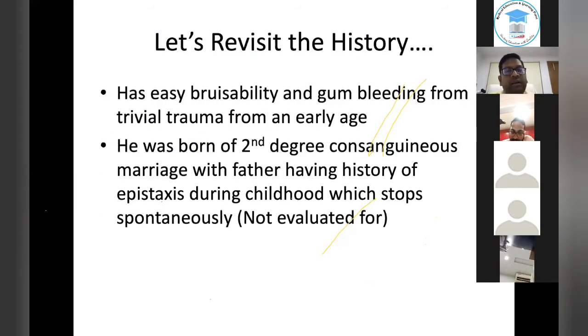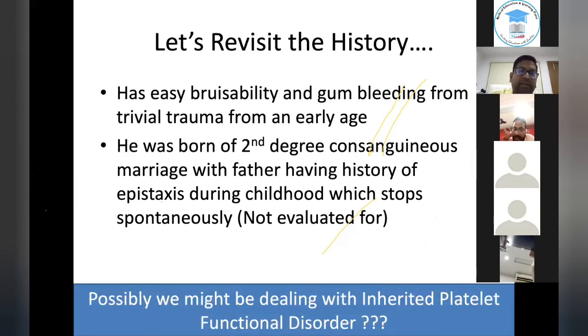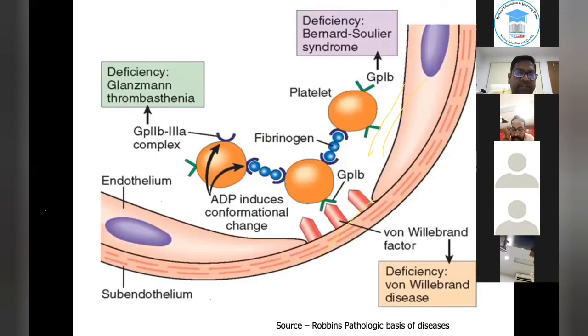But revisiting the history, we could elicit that there is easy bruisability and gum bleeding from trivial trauma from an early age, and he was born of second-degree consanguineous marriage, with the father having a history of epistaxis during childhood, which stops spontaneously, and he was not evaluated. Possibly we are dealing with an inherited platelet functional disorder.